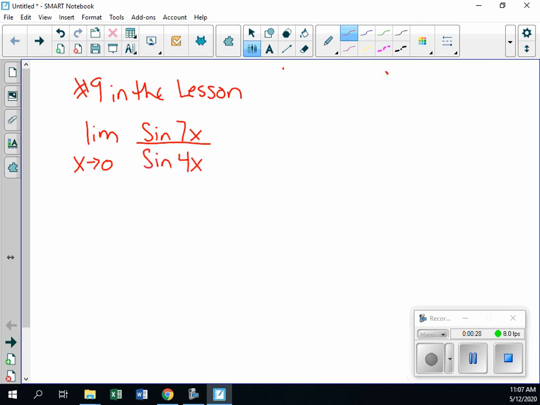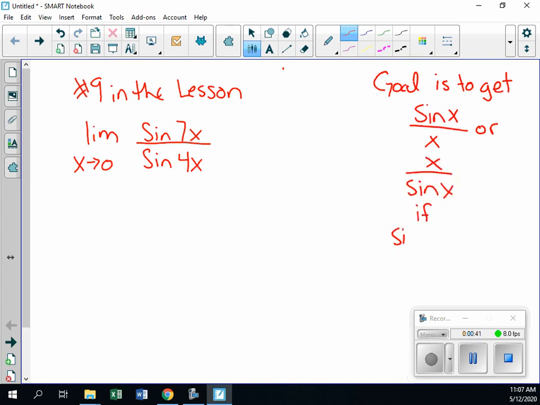Now remember, our goal is to get sine x over x or x over sine x. Now, if you had sine of 2x over 2x, it still equals 1. So as long as we balance what these two values are to make them the same, then we get a limit of 1. So that's what we're going to try to do with this one.